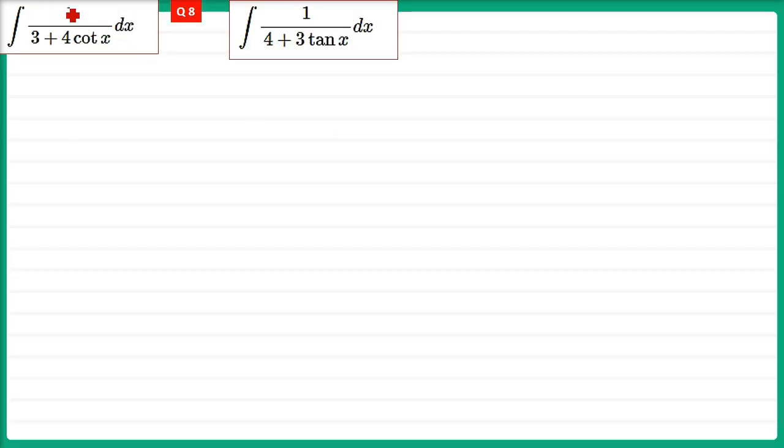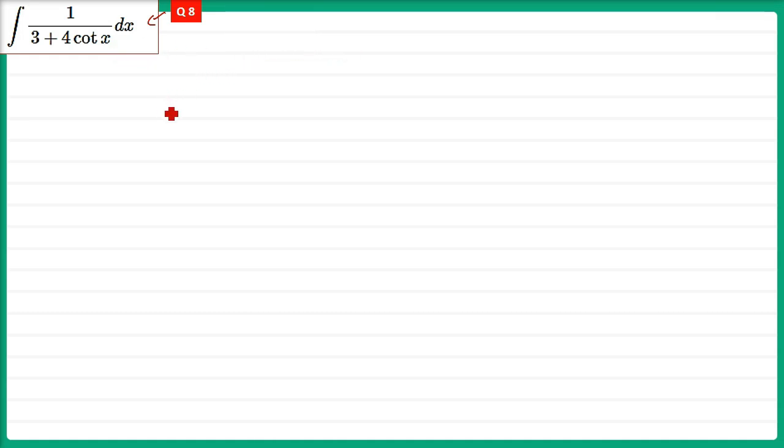Now this question: 1 by 3 plus 4 cot x and 1 by 4 plus 3 tan x. Now it can be 3 cot x plus 4, it can be 4 tan x plus 3, all combinations and permutations can be made. But the main idea of actually showing you this question, the other question, is that the approach remains the same. So I'm just trying to tell you that the next question will be done exactly like this. So just concentrate on this question.